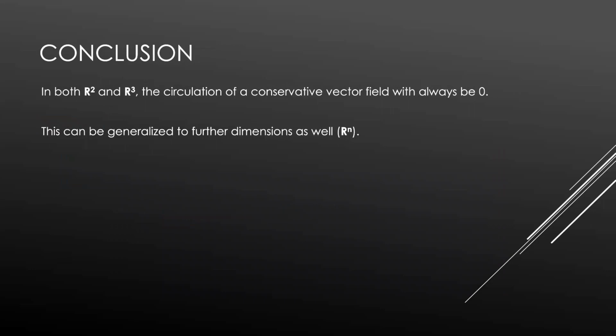With this, we can conclude that in both R2 and R3, the circulation of a conservative vector field will always be 0. And this can even be generalized to further dimensions as well, so R4, R5. No matter what, so long as the vector field is conservative, the circulation will always be 0.